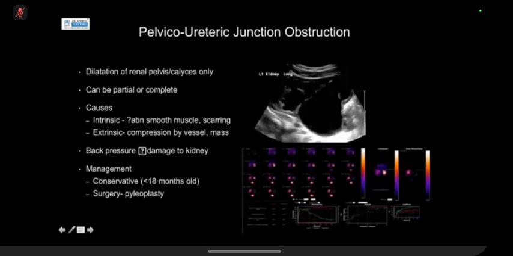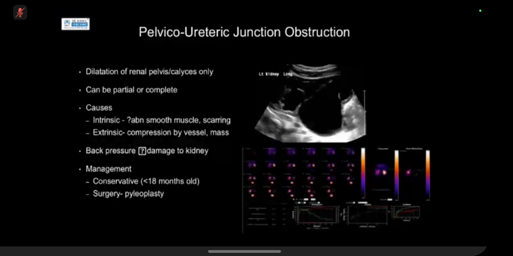And then what happens is, because you've got obstruction at the level of the PUJ, you then get back pressure into the kidney because the kidney is pushing against this obstruction, and then you'll get changes in the kidney. So you'll get cortical thinning, it will get stretched by the dilatation, but you'll also get damage to the cortex, which will make it appear more echogenic, and then you can go on to get obstructive nephropathy and cystic renal disease secondary to the obstruction.